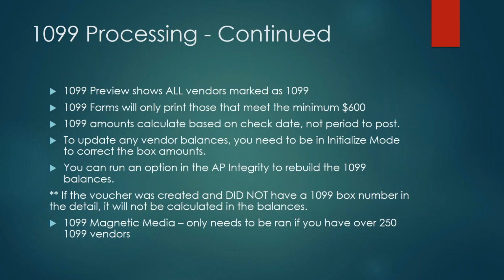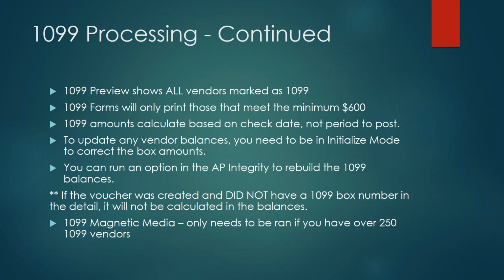Now, when you go to do your 1099s and you run your 1099 preview, it's going to show you all of your vendors that are 1099 vendors, regardless of whether they have any balances on their account or not. The 1099 forms will only print those vendors who meet the minimum, which is $600. The 1099 amounts are based off of check dates and not periods to post. And to update any of the vendor balances in the vendor maintenance screen, you will need to be in initialize mode.